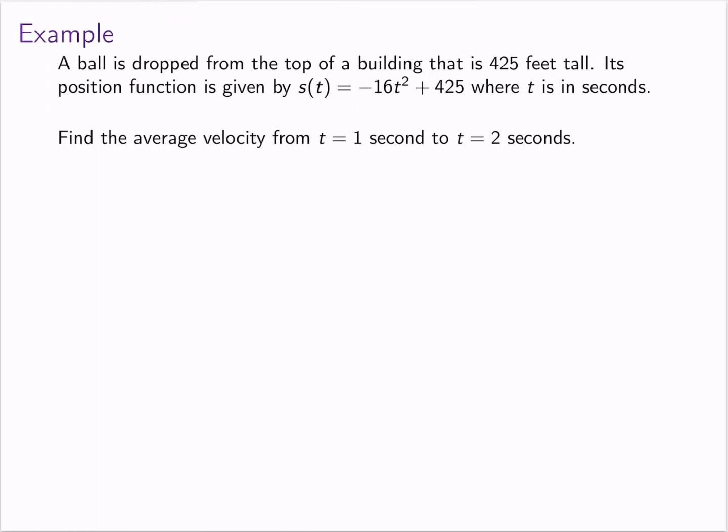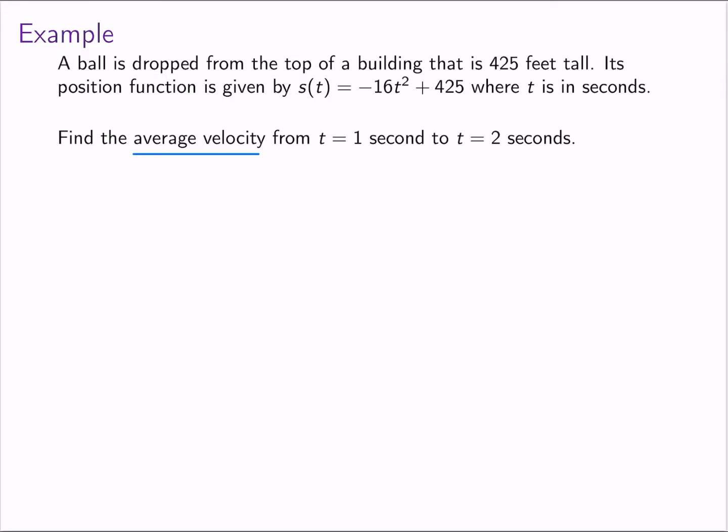Let's do an example. A ball is going to be dropped from the top of a building that is 425 feet tall. Its position function is given by s of t equals negative 16t squared plus 425, where t is in seconds. Let's first find the average velocity from t equals 1 second to t equals 2 seconds.